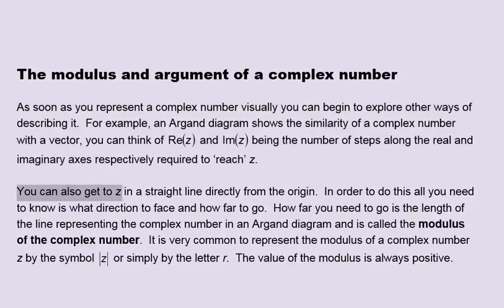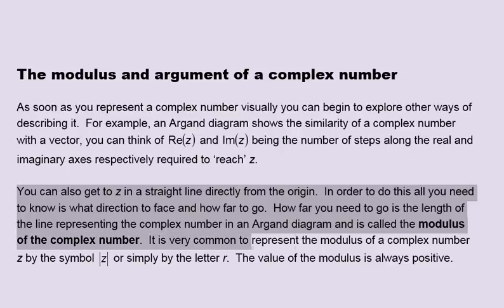You can also get to z in a straight line directly from the origin. In order to do this, all you need to know is what direction to face and how far to go. How far you need to go is the length of the line representing the complex number in an Argand diagram, and is called the modulus of the complex number.